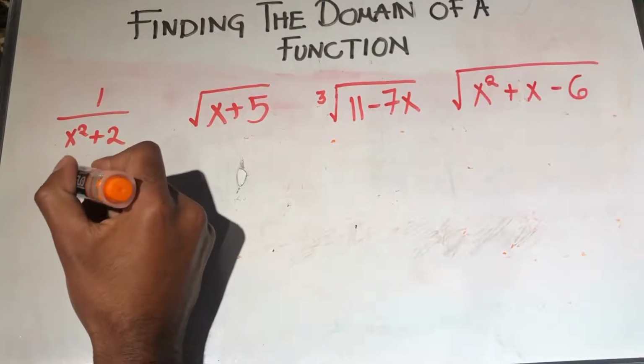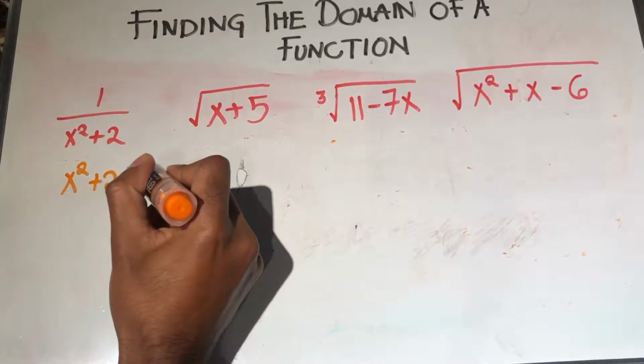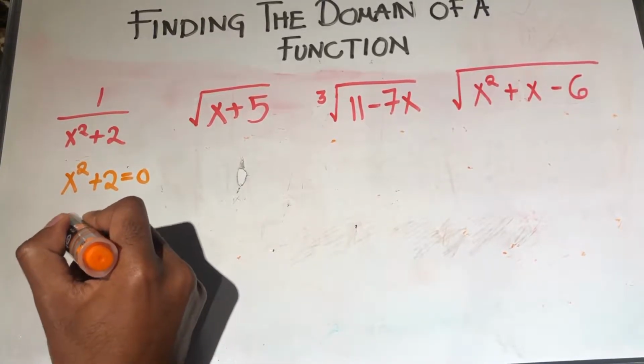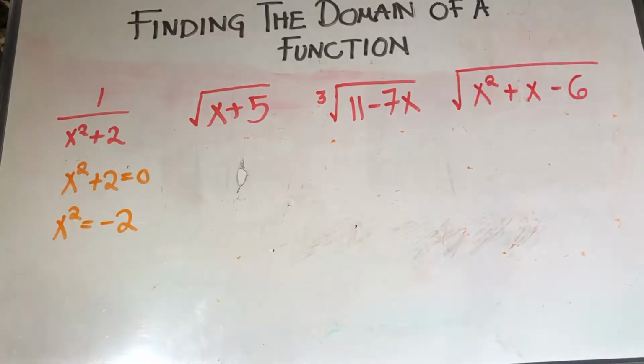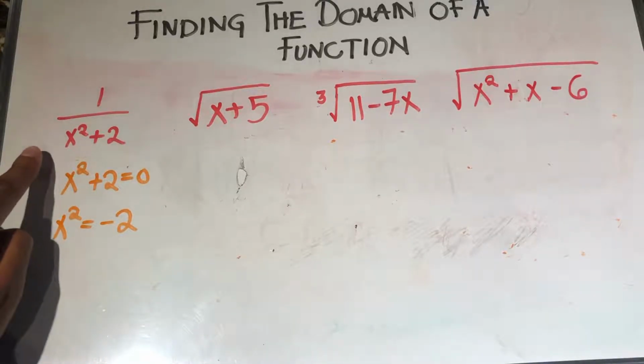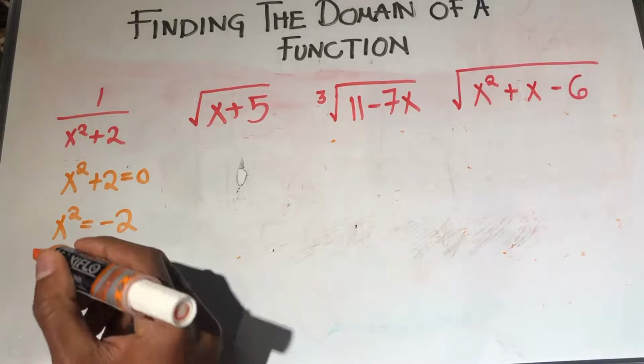So we set the denominator equal to 0. We have x squared plus 2 is equal to 0, and we have x squared is equal to negative 2. Now notice how the denominator will never be 0. If you plug in a negative number or a positive number, x is going to be squared. Regardless of the x value, the denominator will never ever be equal to 0. Therefore, the domain of this rational function is going to be all real numbers.